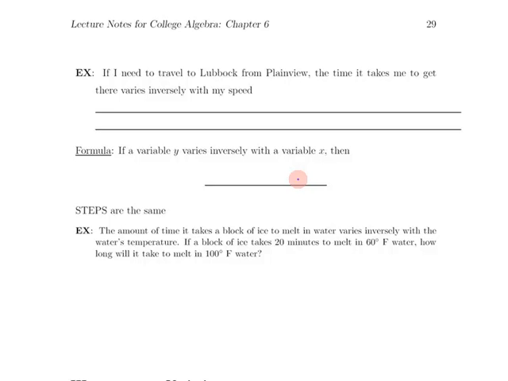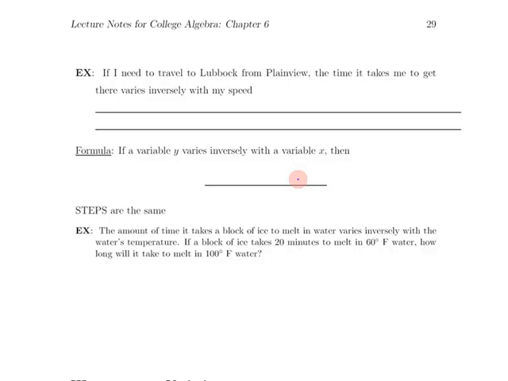Right? The time it takes me to get from Lubbock to Plainview varies inversely with my speed, because if I increase my speed, the amount of time it takes decreases, and vice versa. If I slow down, if I decrease my speed, the time it takes to get there increases.